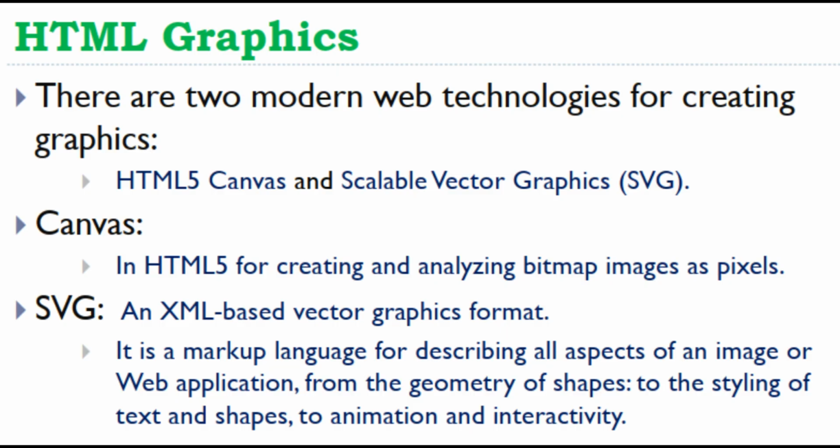HTML graphics. There are two modern web technologies for creating graphics: HTML5 Canvas and Scalable Vector Graphics, SVG. Canvas, in HTML5, is for creating and manipulating bitmap images as pixels. SVG is an XML-based vector graphics format. It is a markup language for describing all aspects of an image or web application, from the geometry of shapes, to the styling of text and shapes, to animation and interactivity.